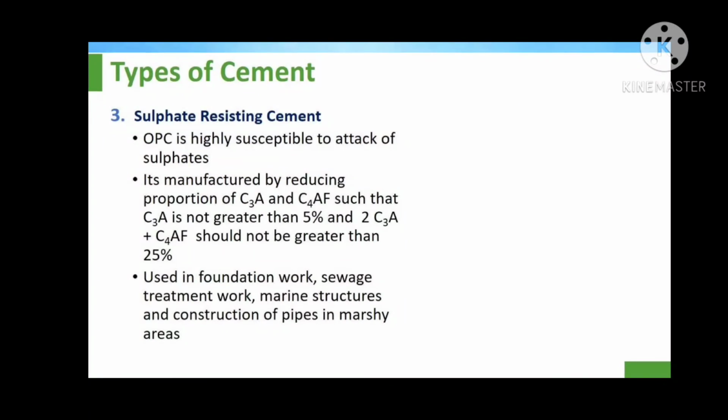3. Sulfate resisting cement. OPC is highly susceptible to attacks of sulfates. It is manufactured by reducing the proportion of C3A and C4AF such that C3A is not greater than 5% and 2C3A plus C4AF should not be greater than 25%. Used in foundation work, sewage treatment work, marine structures and construction of pipes in marshy areas.